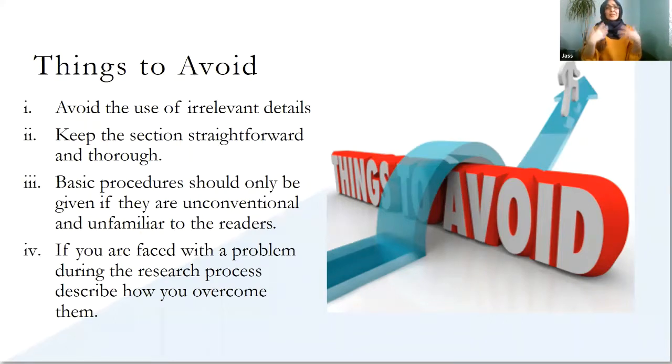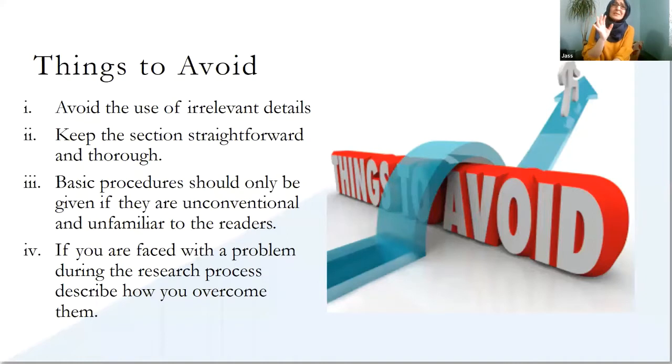Because when the reader is going to read your methods section, and they see that some detail in it is very irrelevant, they're going to start asking, why did they give this information? And if you've given it, then you have to continue it. So irrelevant details are a no-no. Keep them out of your text.